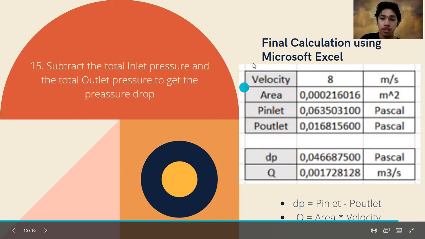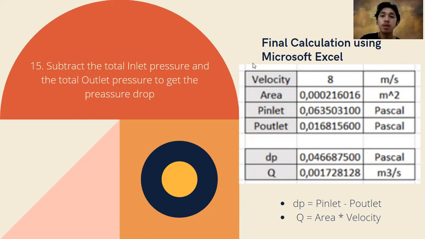But the final calculation we do right here is using the Microsoft Excel, where we would gather this data of velocity, area, P inlet or P outlet. So as we already determined before, the velocity is 8 meter per second. The area is 0.0002 meter square, and then the inlet pressure is 0.0635 Pascal. The outlet pressure is 0.0168 Pascal.